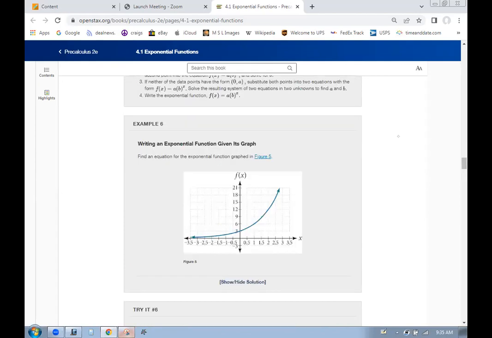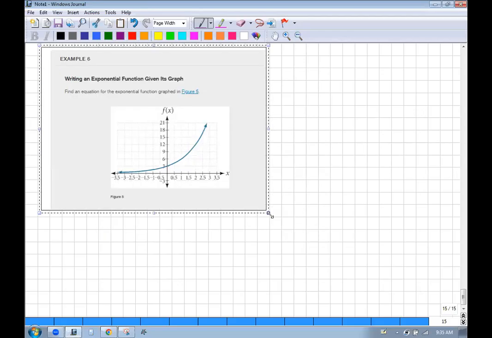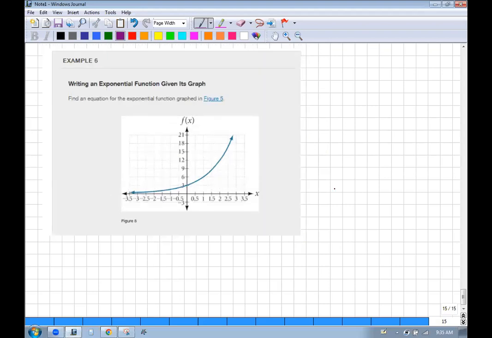All right, now we want to look at a graph and be able to figure out the function. This is the same thing we just did, but instead of them telling us 2 points and us figuring out the function, we look at the graph and we figure out 2 points. The best point to always look at is that one right there. That is 0, 3, right?